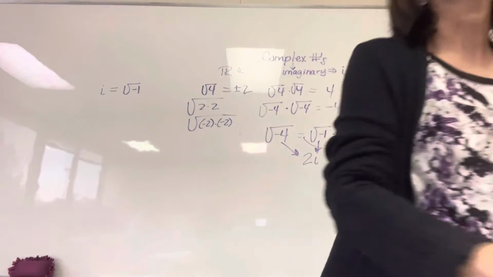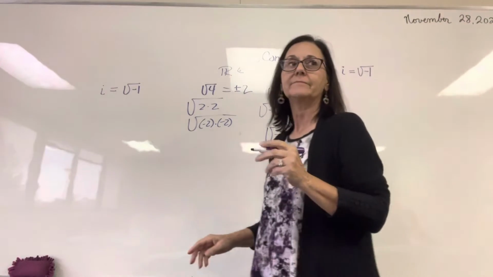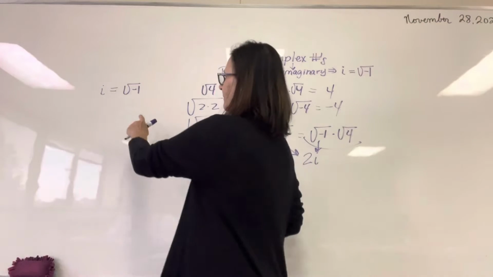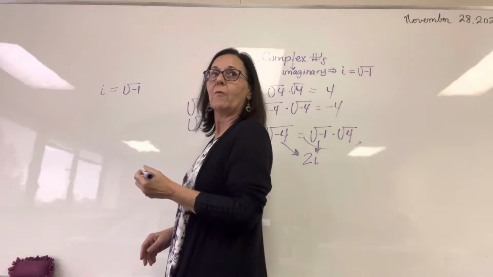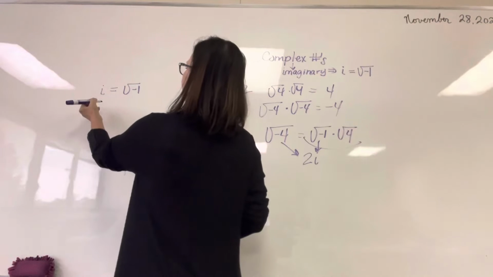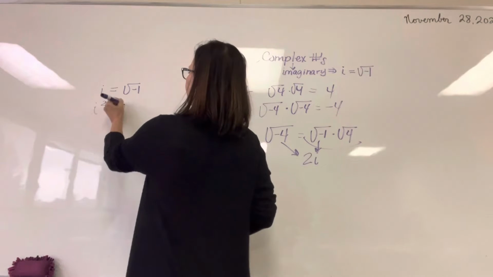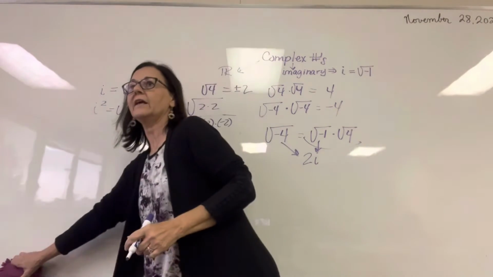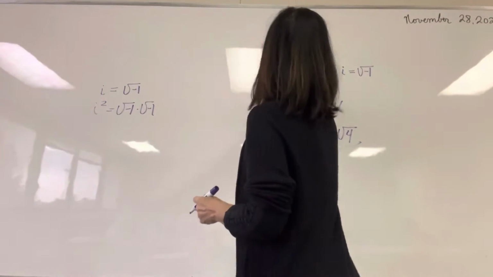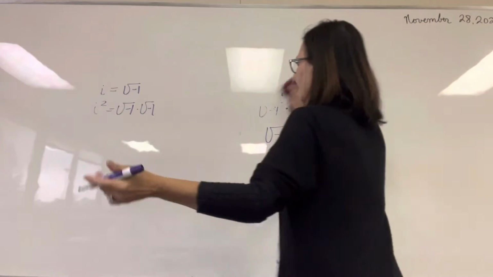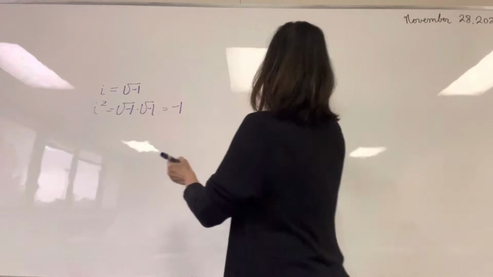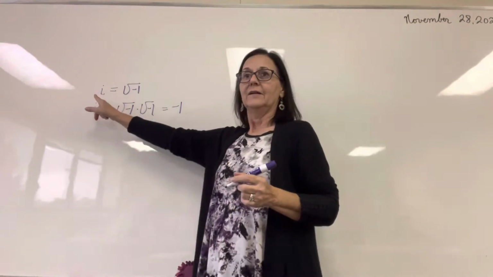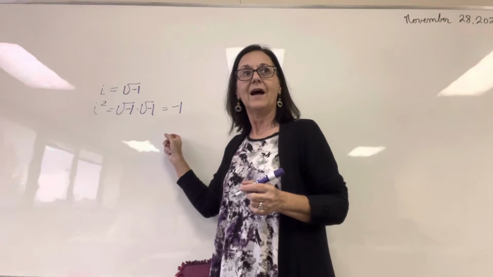So I want y'all to look at this. We're going to talk about patterns. Is everybody watching? You really need to watch. So i squared is the square root of negative 1 times the square root of negative 1. What's that? It's negative 1. But that's not imaginary.